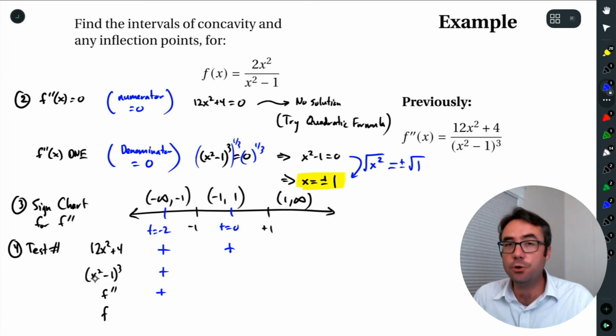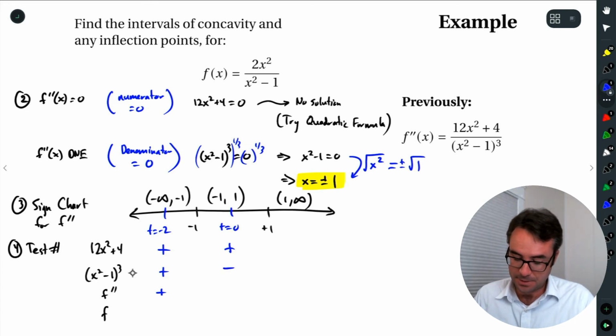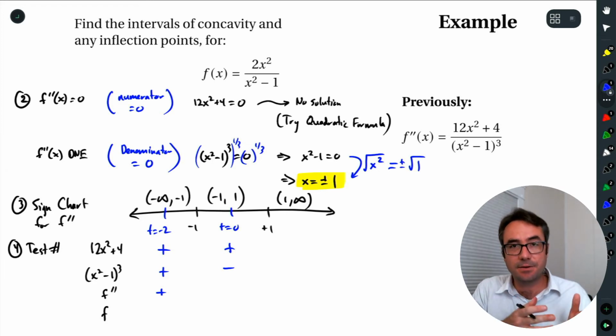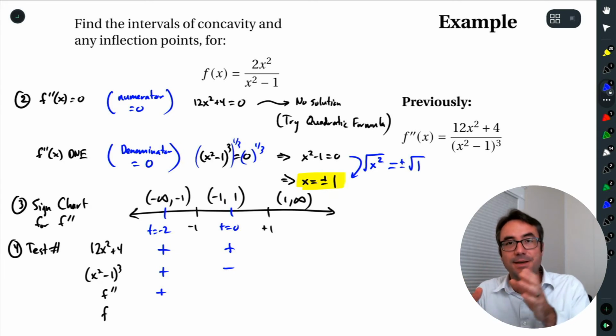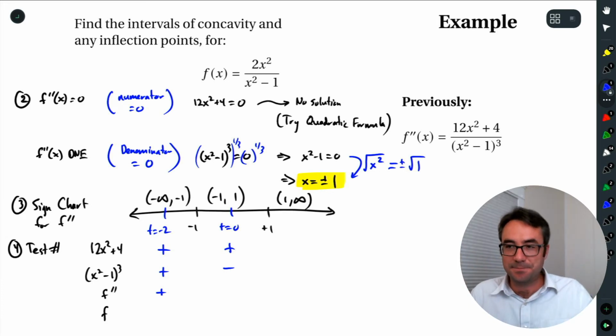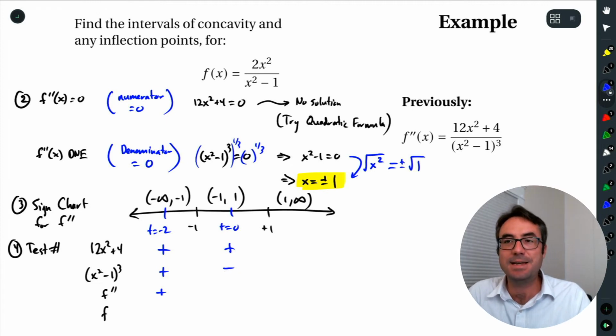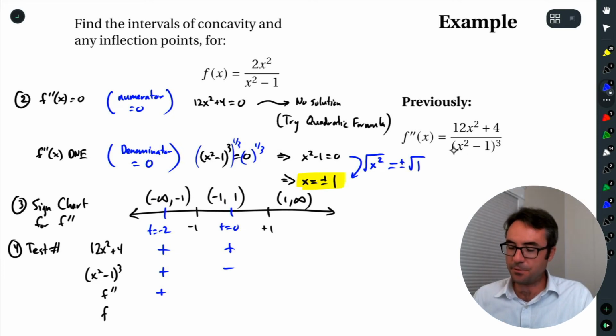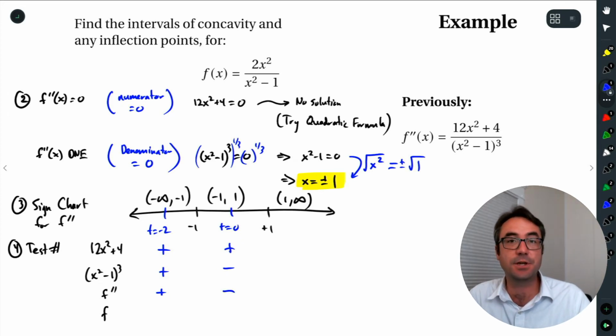And if we cube negative 1, we get a negative. So when we cube a negative number, the result is going to be negative. So think of it as negative 1 times negative 1 times negative 1. So there's 2 copies of negative 1, which give us positive, but then we have a third copy that makes it negative again. So negative 1 cubed is negative. All right, so what does that mean for our second derivative? Well, we have a positive number divided by a negative number, so the result on that interval is going to be negative.